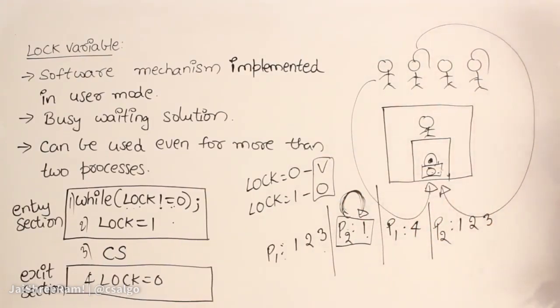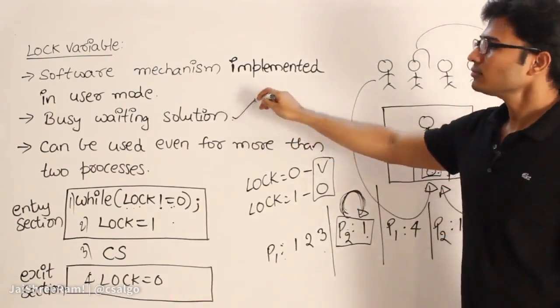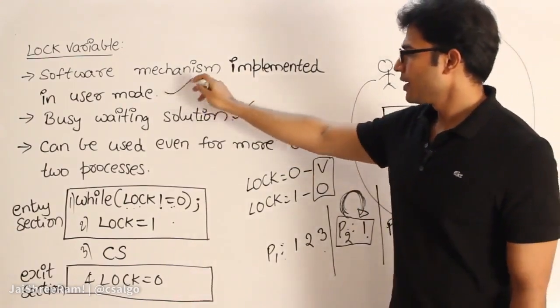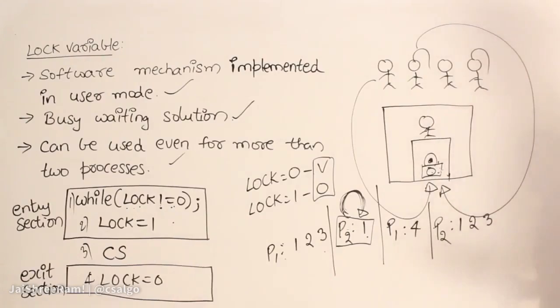Got it? And that is why I am saying that it is a busy waiting solution, and it is implemented in user mode, right? And it can be implemented for any number of processes. Now the problem with this is, I'll tell you a problem.